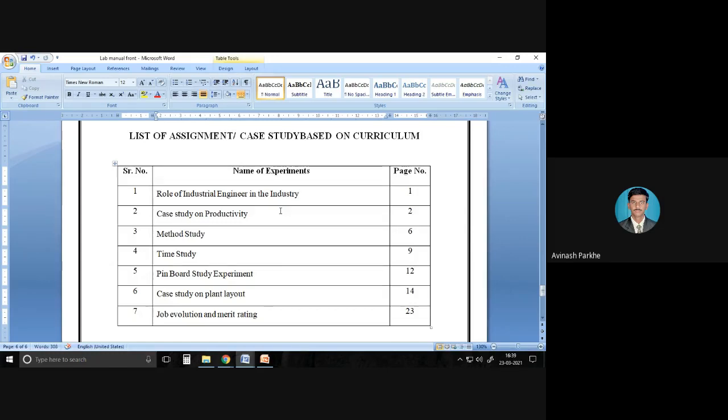So the second experiment is based on the case study on productivity, that is, how to calculate that productivity. We have discussed 3 types of productivity.